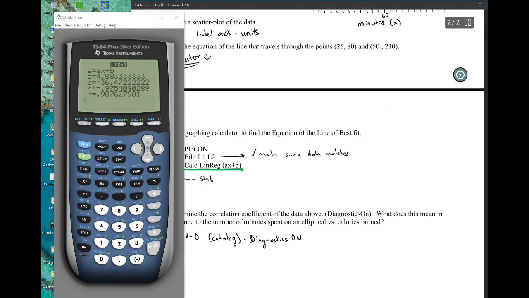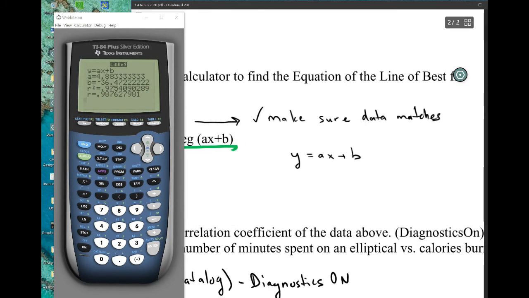So it's telling us what A is. So we have y is equal to 4.88x minus 36.47. And that is the equation of the line of best fit.